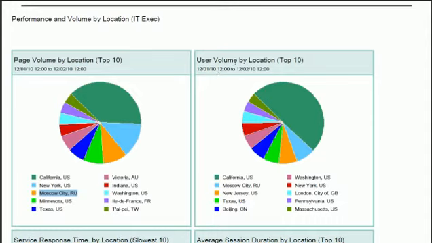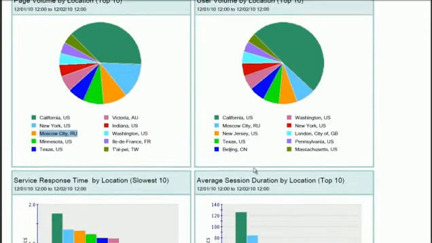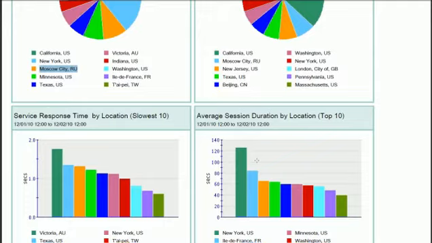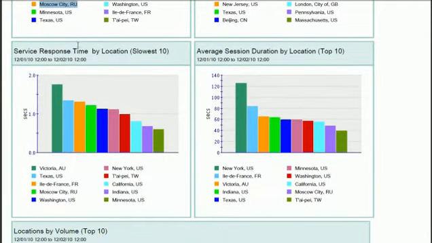And then if I look at the user volume by location, it's just different, page volume versus user volume. And I can see a little bit of the different metrics on that side. I have the same type of metrics here, service response time. So we want to see if any one, this is service response time by location. So I'm looking at the slowest ones, which happens to be Victoria right now. And that's out in Australia.